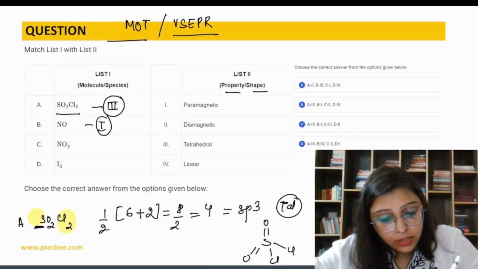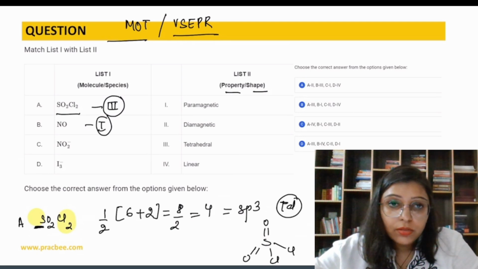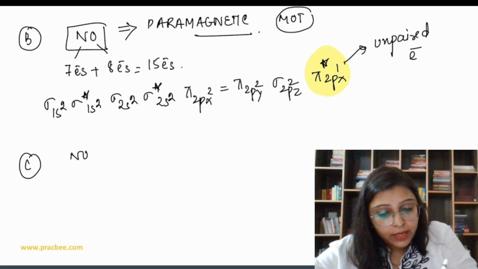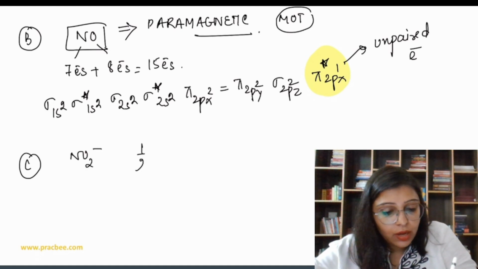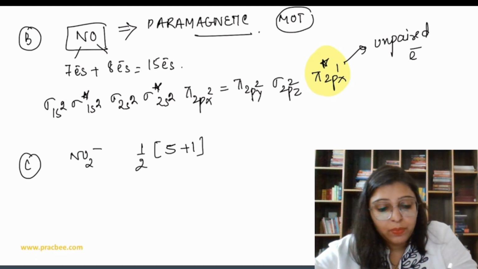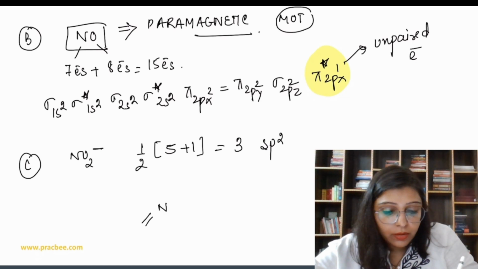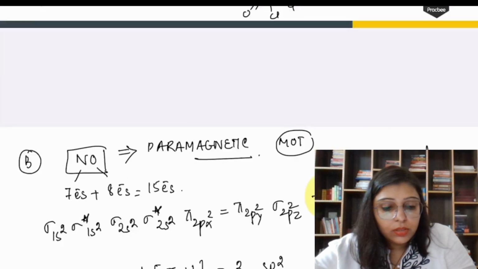It means first. Then we have C, NO2 minus. So let's check for C, NO2 minus. Let's find out the hybridization. Half of 5 plus 1. Why 1? Because of 1 negative charge, and oxygen is divalent. So it is 3 and this is sp2. sp2 means geometry is trigonal planar, but we have this one now. This is O minus.